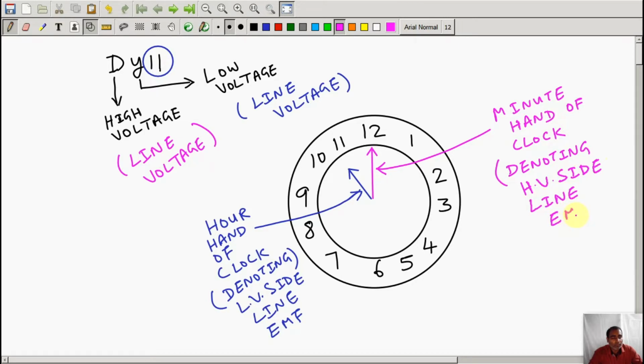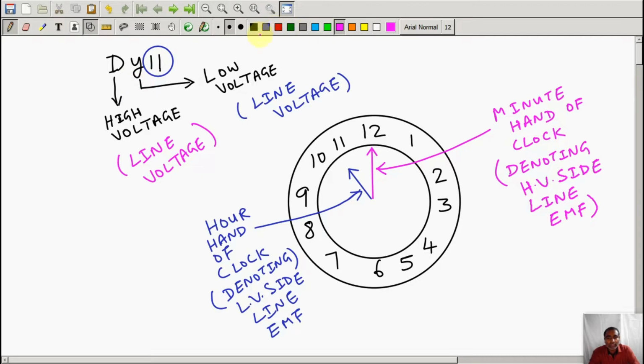Now I would like to mention that this convention, the clock method of convention, is used to denote the phase difference between the line to line voltage of a three-phase transformer on the HV and LV side. So we are simply saying that the high voltage side is delta connected because it is written in capital D. The low voltage side is star connected because it is written Y.